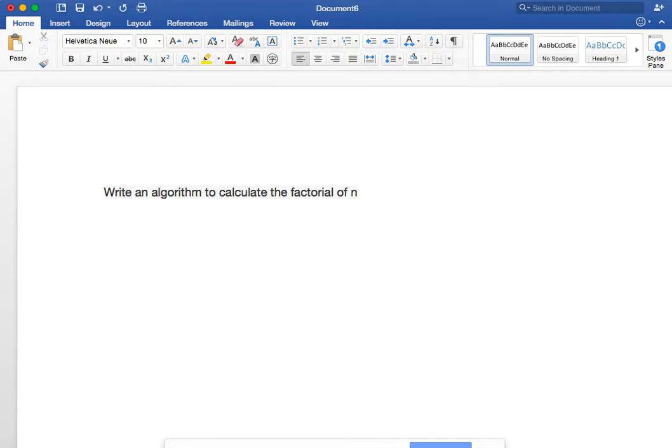Factorial of n, in math, the notation is n factorial, defined as n multiplied by n minus 1, multiplied by n minus 2, and keep going, multiplied by 2, multiplied by 1, where n is a positive integer. So basically, n factorial is defined as the product of all the numbers from n going down to 1. Or you can say from 1 going up to n.